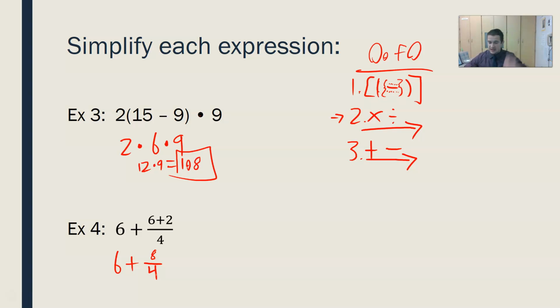Okay, well, I've taken care of simplifying the top and bottom of those fractions. Now I'm going to move on to multiplying and dividing from left to right. Well, I have 6 plus 8 divided by 4. That's division. So 8 divided by 4, well, that's going to be 6 plus 2. And 6 plus 2 is 8. So my final answer is 8.